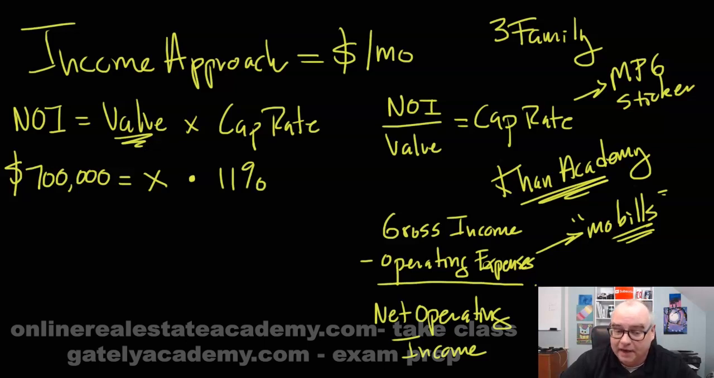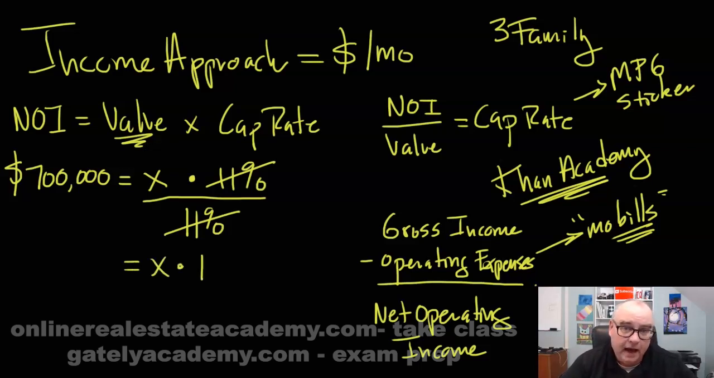All right, so I gave you a little time to think about this. How'd you do? All right, let's do it together. You might remember that the name of the game is to get X by itself. So over here, we're going to divide by 11%. 11% goes into 11% one time. And therefore, that will give us X times 1. Now, I know that X times 1 is actually just X. So good. I got X by itself.